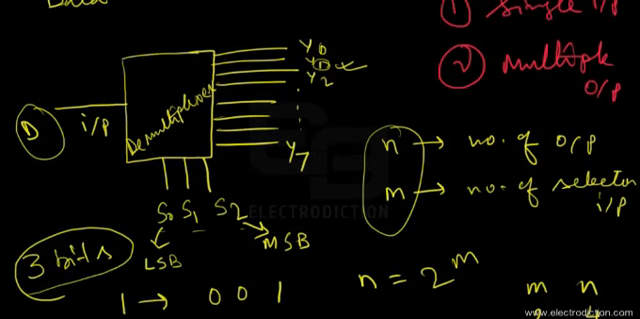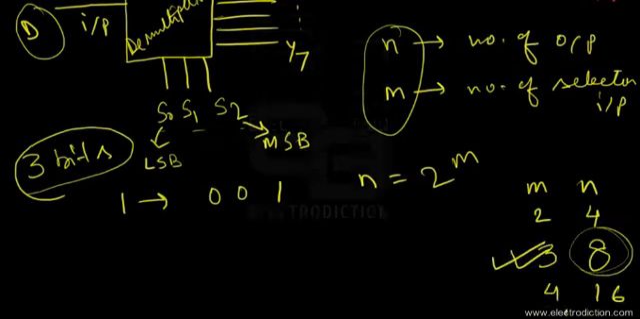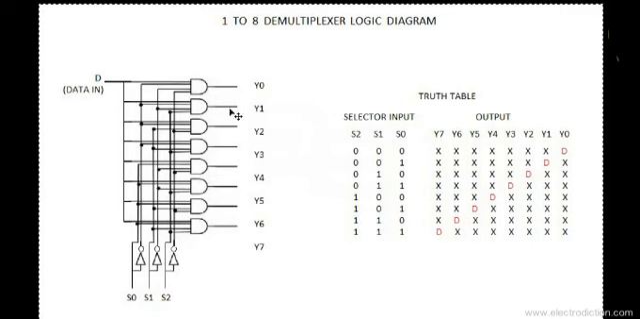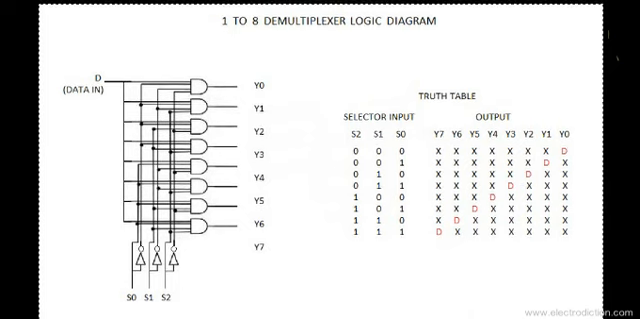Now if you are probably wondering what the internal circuit of the demultiplexer would look like, I would answer your question, and in order to do so, I would show you this diagram. There it is. In this diagram, if you take a close look, you'd see that it says 1 to 8 demultiplexer logic diagram.